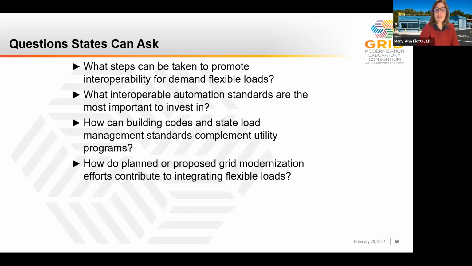So we have a poll here. Does your state consider buildings as a grid resource? So we'll take a moment for you to fill that poll out, and look forward to your thoughts. I'll stop right there. Great, thanks so much.